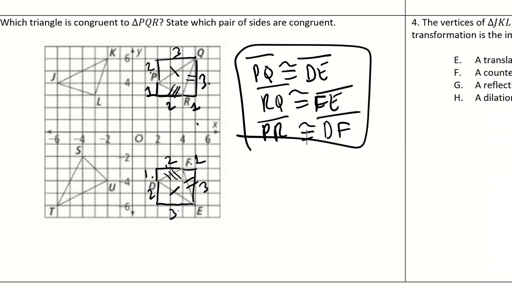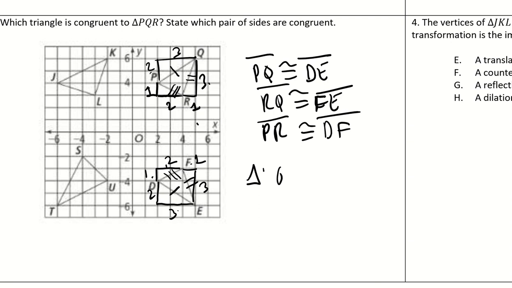All right, so those are the pair of sides that are congruent. And oh, we're going to list the triangles that are congruent. So we're going to say triangle PQR is congruent to, so P goes with D and R goes with F. All right, so it's going to be triangle DEF.